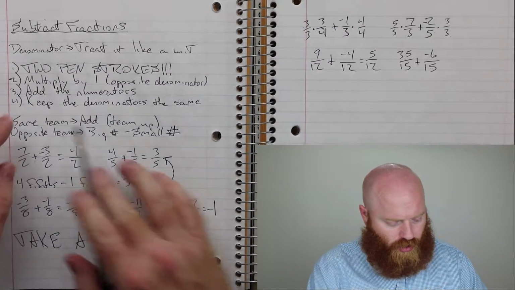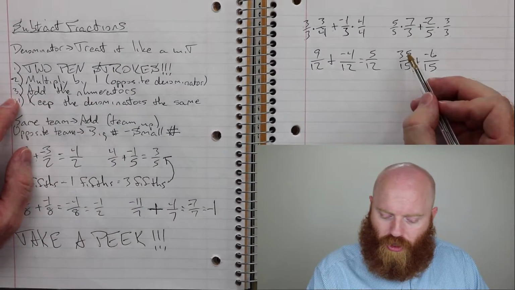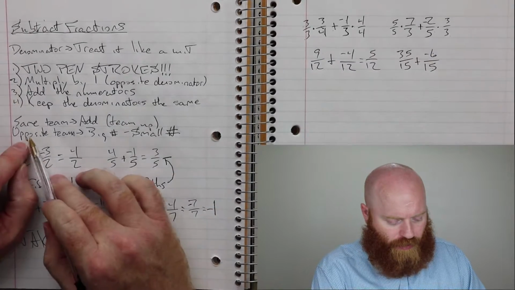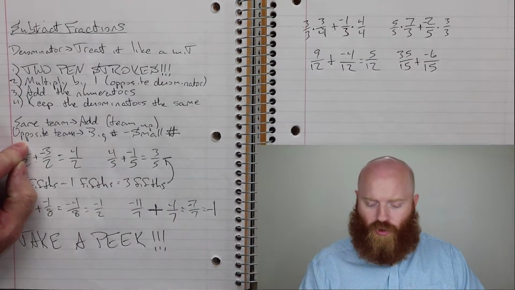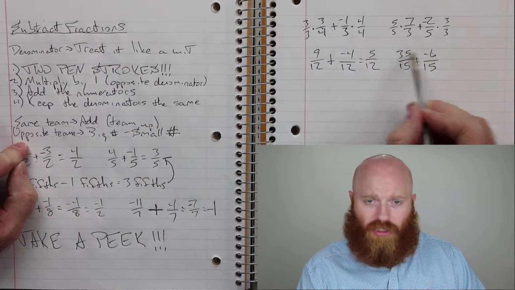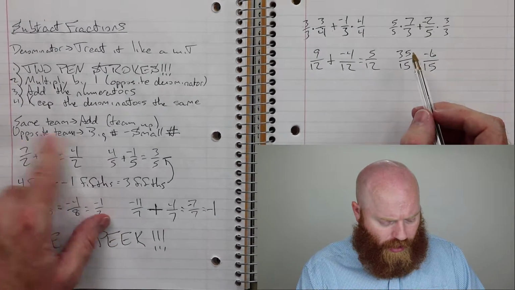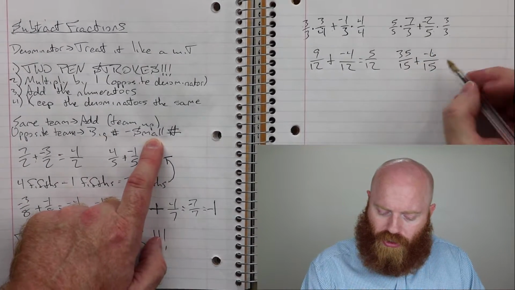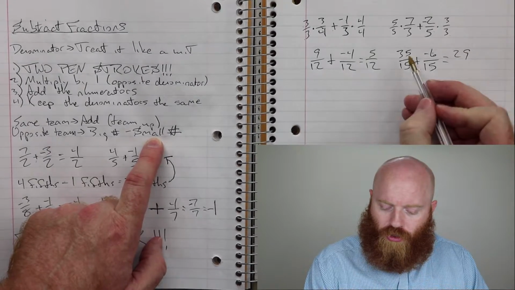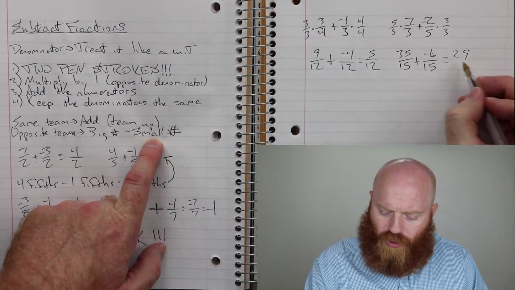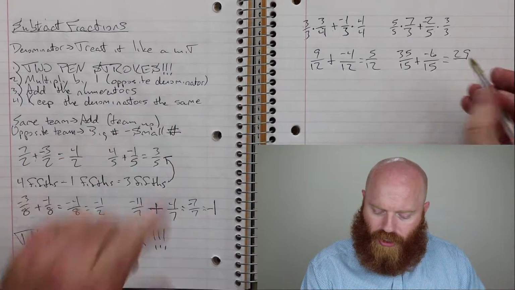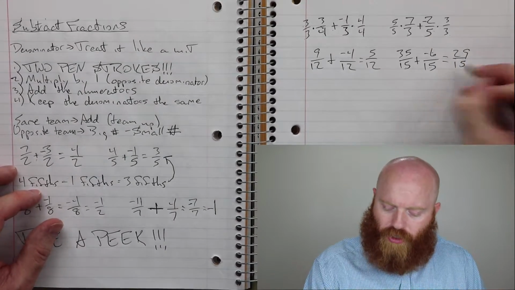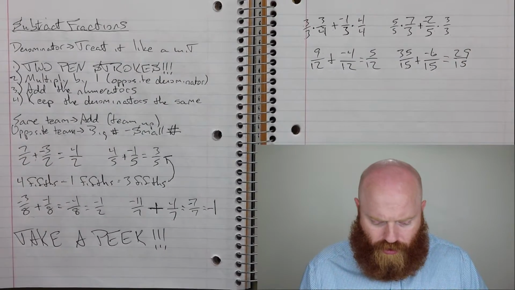All right, so then step number 3, add the numerators. 35 good guys, 6 bad guys. If they're on the opposite team, or the opposite sign is what I mean to say. Positives and negatives are opposite sign. The opposite team, big number minus small number. 35 minus 6 is 29. And I know the good guys win because they have more people, so that's a positive 29. And then keep the denominator the same. 15ths, 15ths, 15ths. 29 fifteenths.